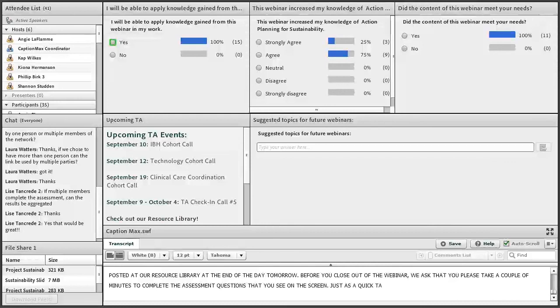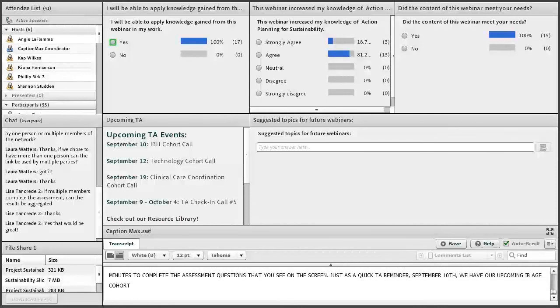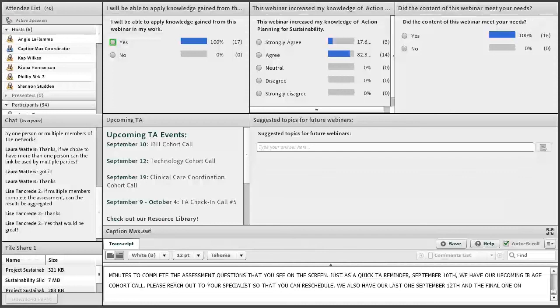Just a few TA reminders that we have coming up in a few weeks. On September 10th, we have our upcoming IBH cohort call. Beginning the week of September 9th, the last round of TA check-in calls will begin. So if there's any chance that you need to reschedule, please reach out to your TA specialist at the earliest convenience so that we can reschedule those before the month of October. We also have our last technology cohort call on September 12th, and then the final clinical care coordination cohort call on September 19th.